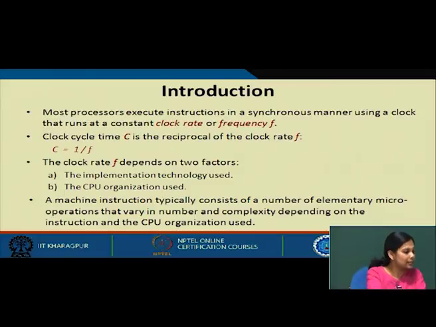Now, what is clock cycle time? Clock cycle time is the reciprocal of clock rate, that is C is 1 by F. Clock cycle time is often termed as period, that is clock period, which is the reciprocal of your frequency, that is 1 by F. First, let us see these two factors, that is F and C, in some detail.